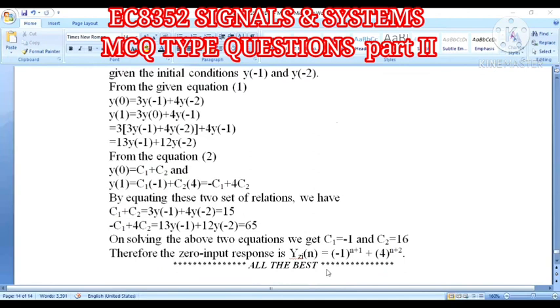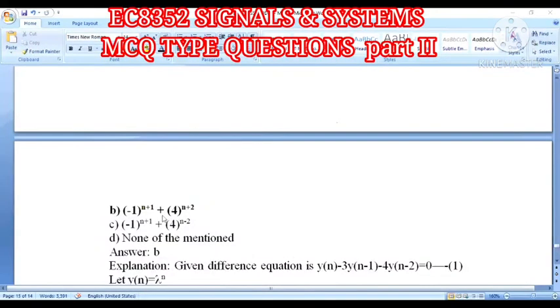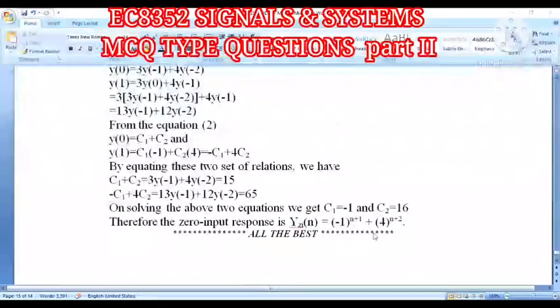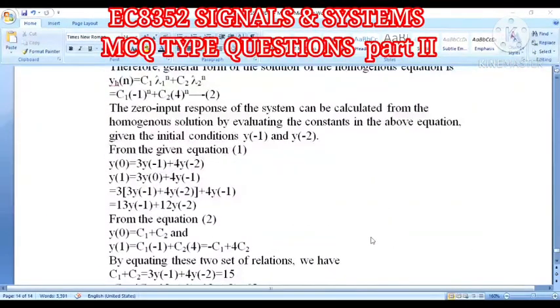Now I substitute, and the zero input response y of n is equal to minus 1 whole power n plus 1, and 4 power n plus 2. This will be the correct answer only. Okay, so with this, I conclude my topic.